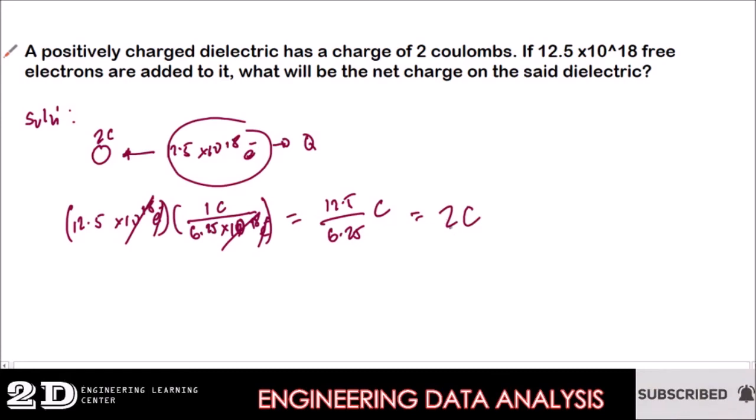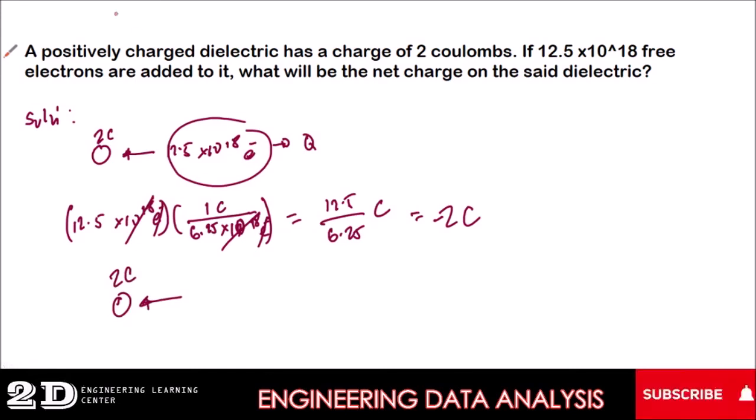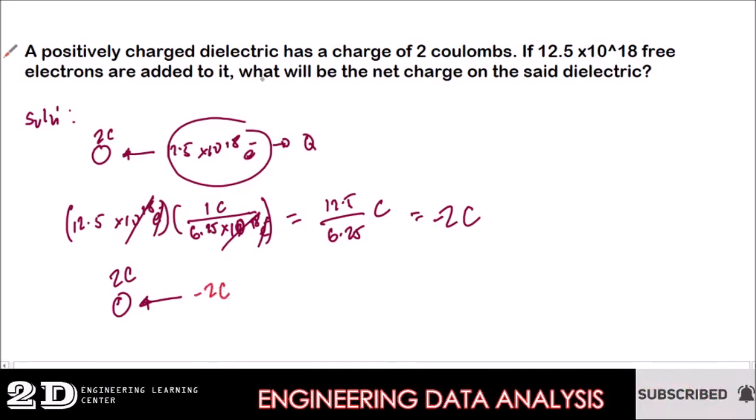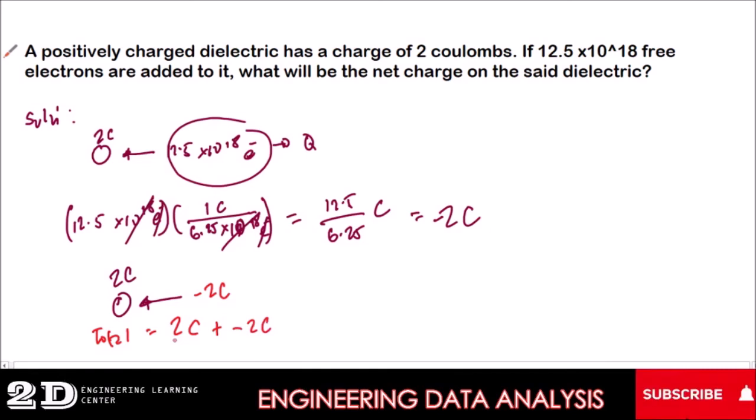So ano yung charge nito? So the charge of this one will be negative. Okay, so we have now yung 2 coulomb na charge. I-add natin ang electrons na mayroon ding charge na negative 2 coulomb. So ano yung total charge? So what would be the net charge or the total charge of the said dielectric? So yung total natin is, i-add natin yung dalawa, 2 coulomb plus negative 2 coulomb. Same yung kanilang quantity, so 2 minus 2, and this will be equal to 0 coulomb. At ito na yung final answer.